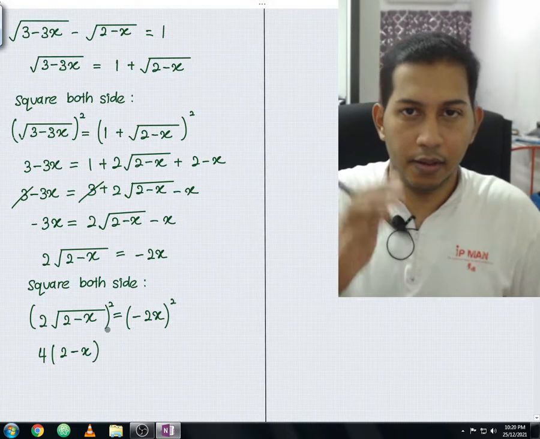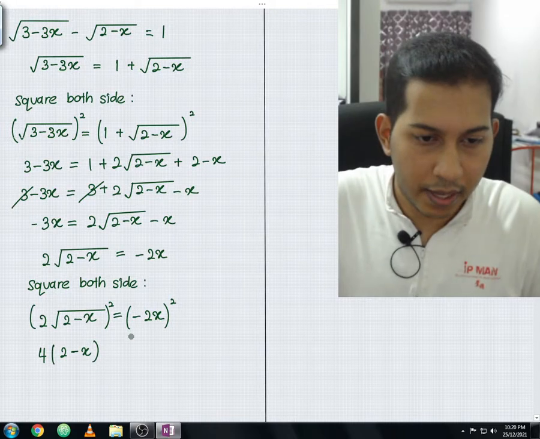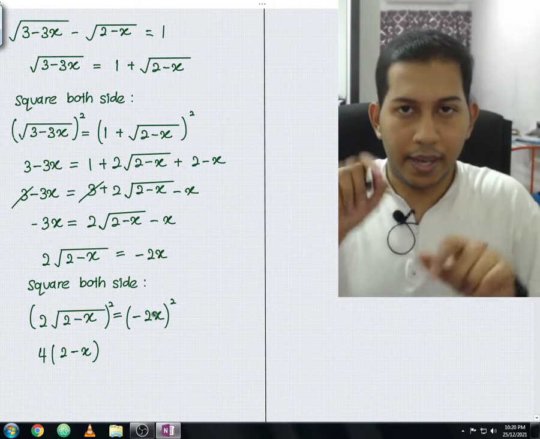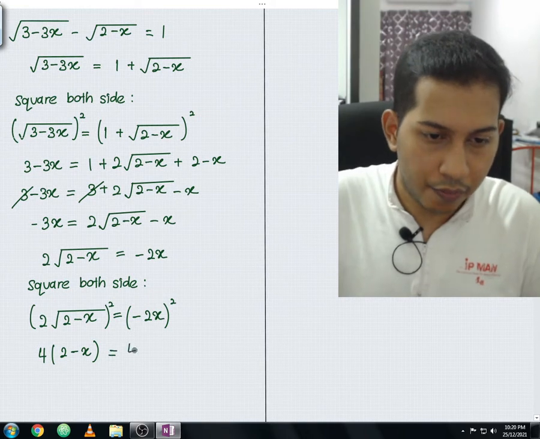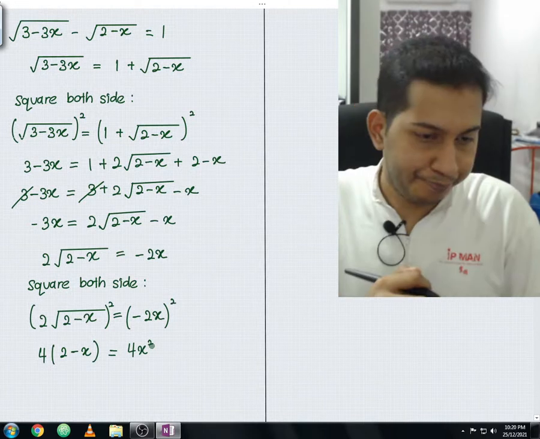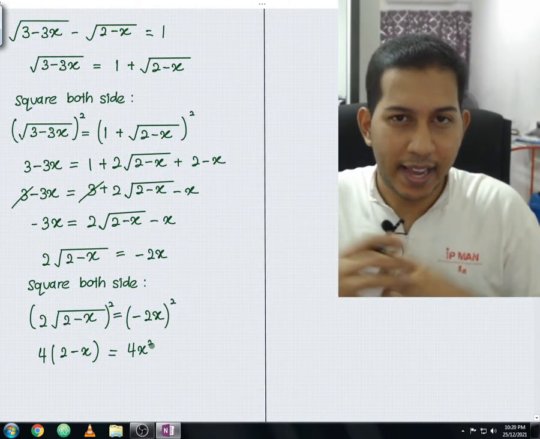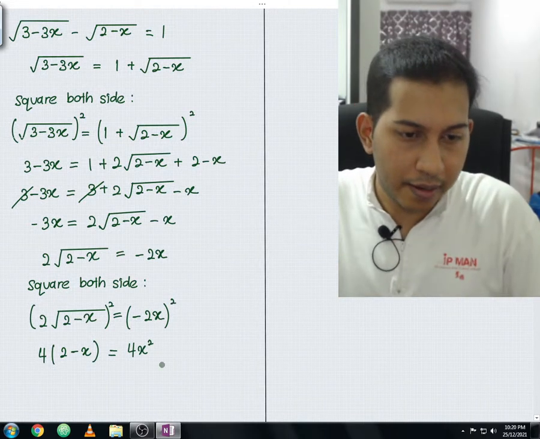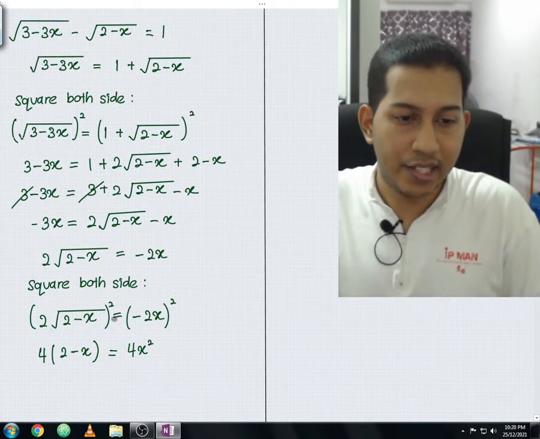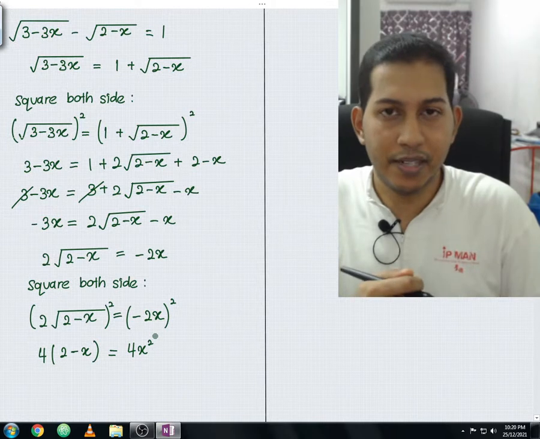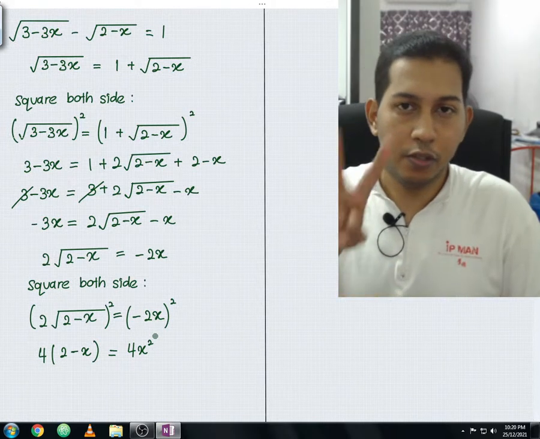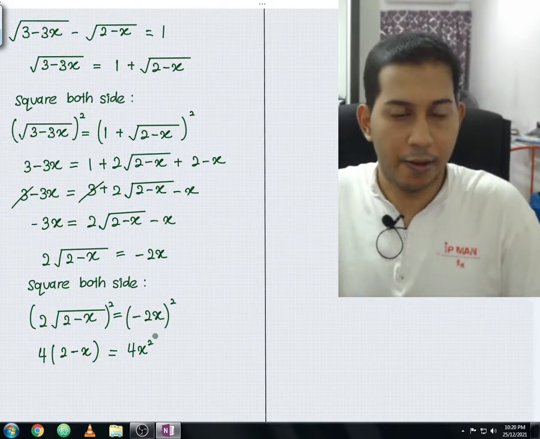Let us take a look at the right hand side now. Negative 2x in the bracket squared, in this case you get 4x squared. I hope you understand. Can you see the trend we are heading into? We are actually heading into a quadratic equation. Yes, quadratic equation means that you're going to get two possible answers.